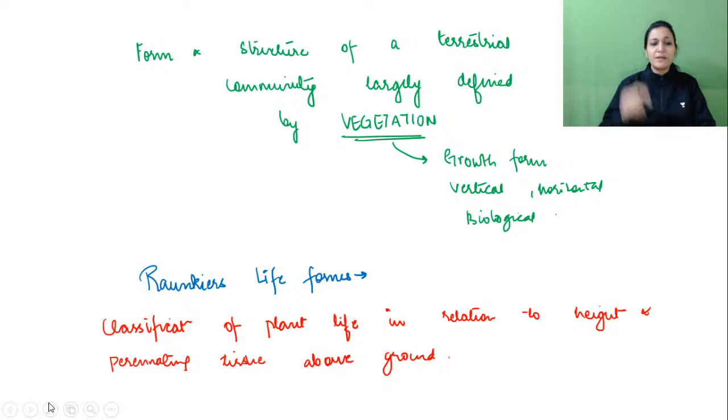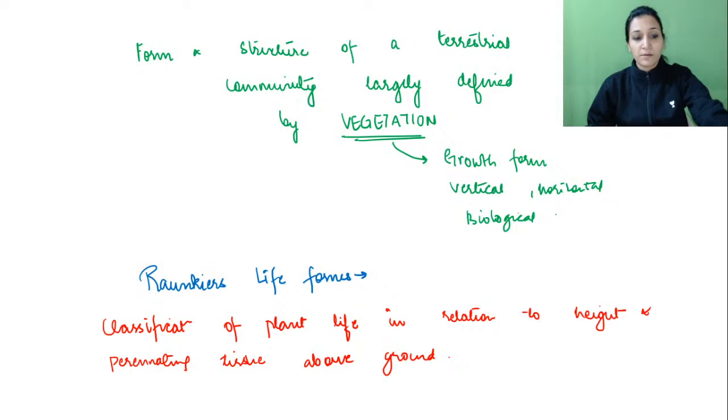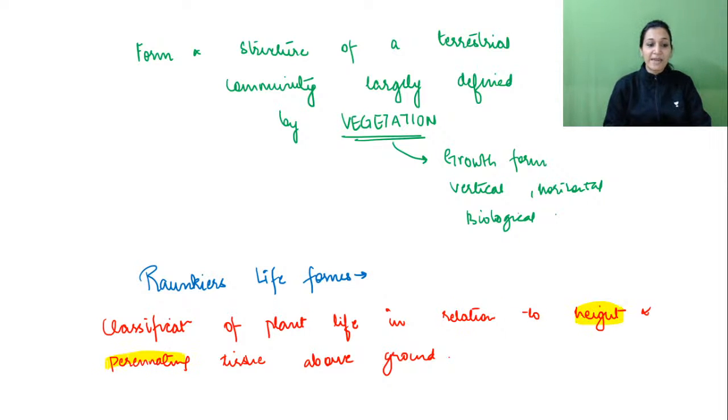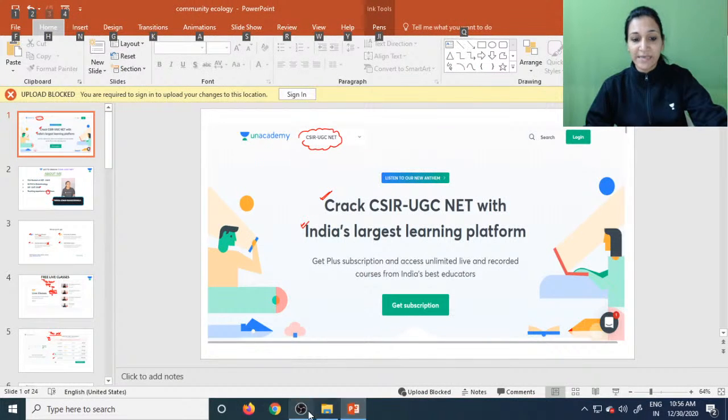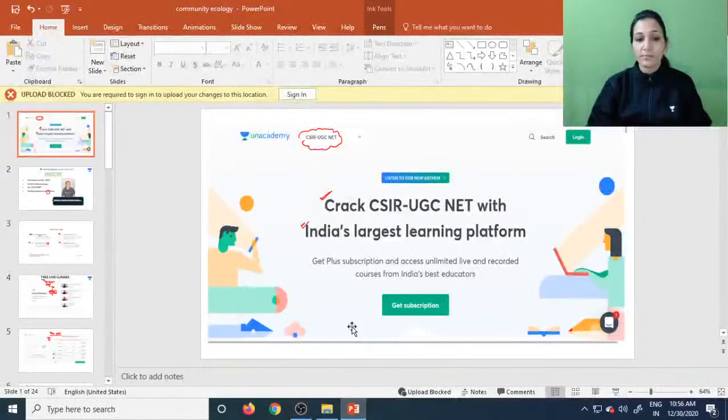Now, have you people come across the word perennating for the first time, or do you know this word? So Raunkiaer's life form is the classification in which there is a relationship between height and perennating tissue, right? So let me add some slides. Give me a second, just a second.